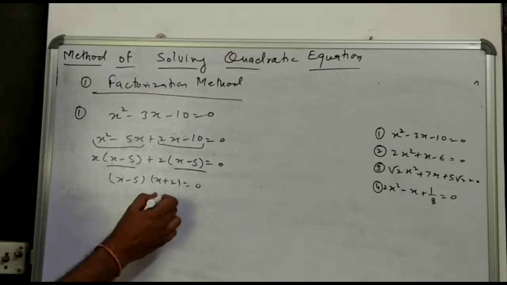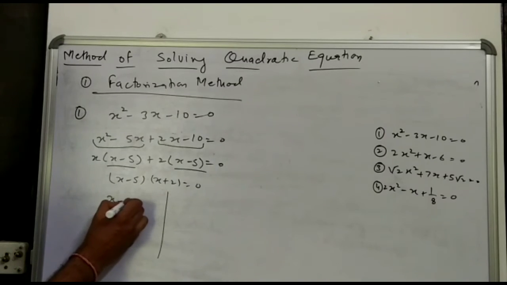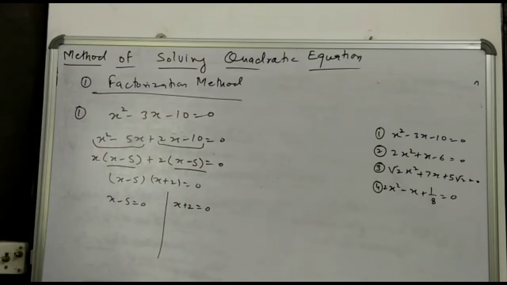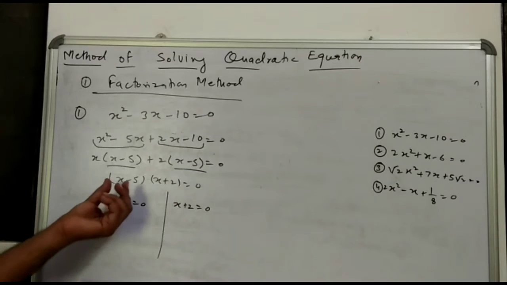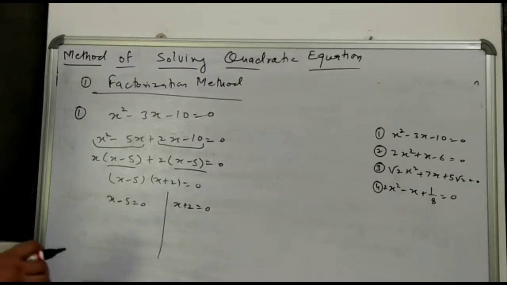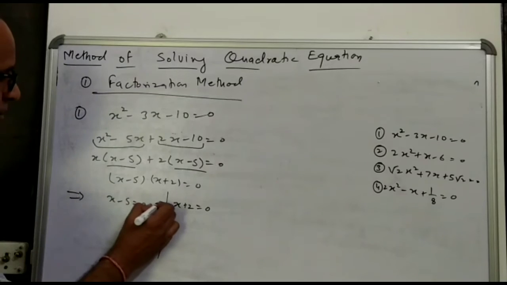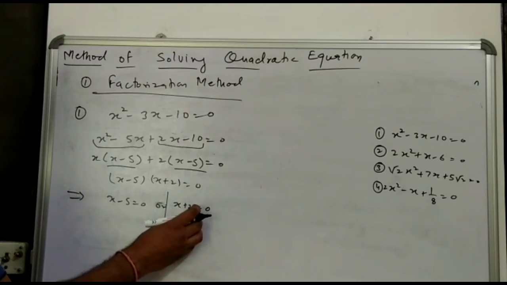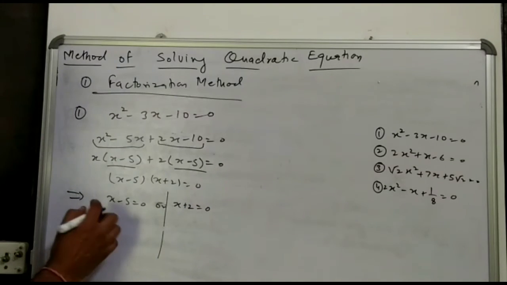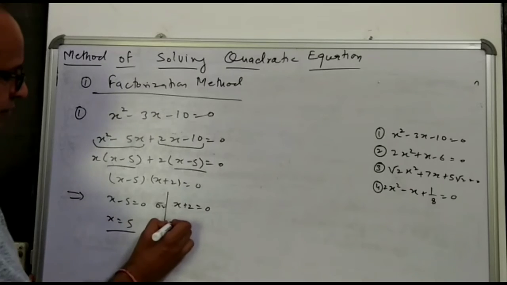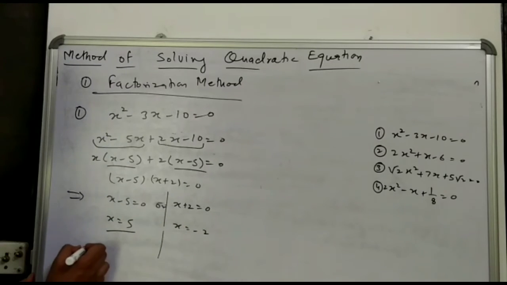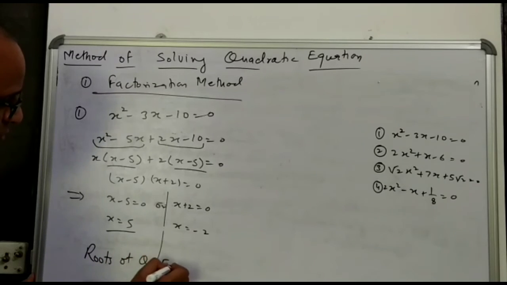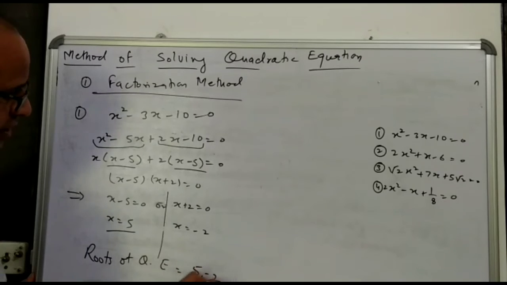Now the next step starts. In this, we break this into two parts: x minus 5 equals 0 and x plus 2 equals 0. Now, what is the meaning of this? If the product of these two is 0, it implies that either this part is 0 or this part is 0, or both the parts are 0. So, x equals 5 on this side and x equals minus 2 on this side. So, what are the roots of the quadratic equation? It is 5 and minus 2.